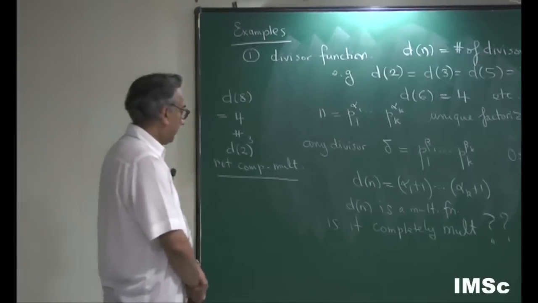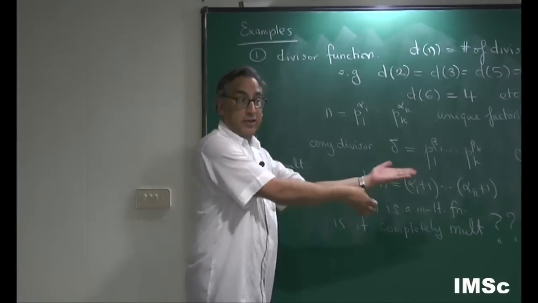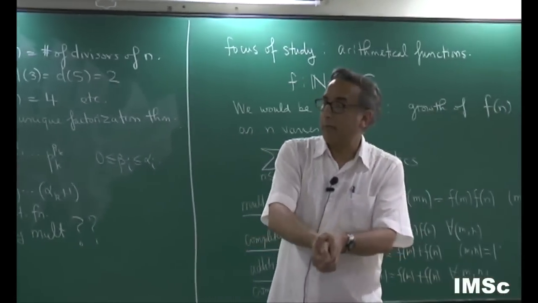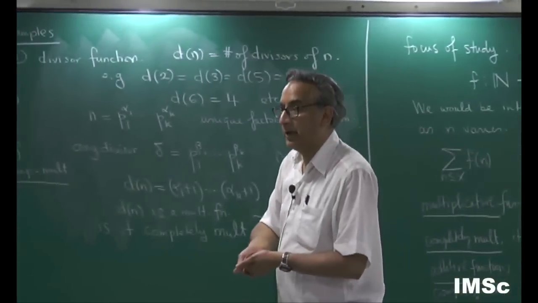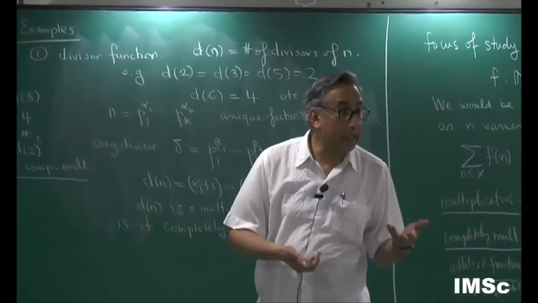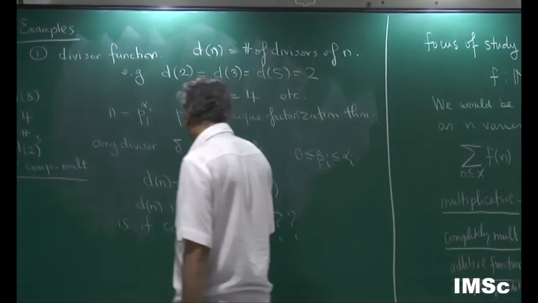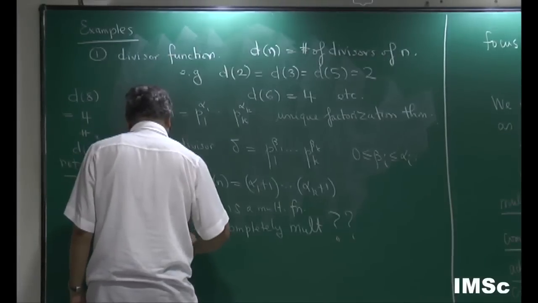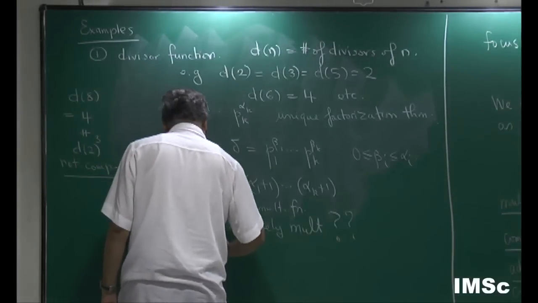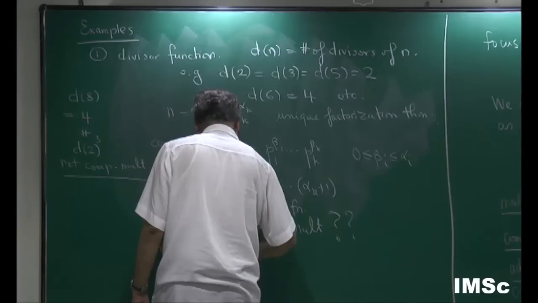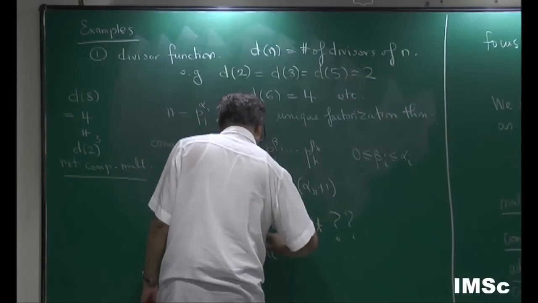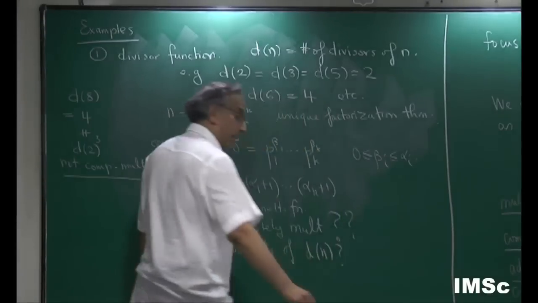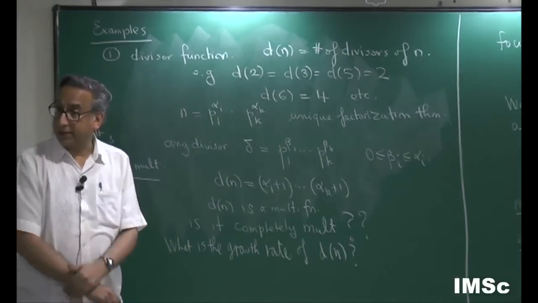We may want to study several things. So this is what number theorists do. Once you give me an arithmetical function, you try to study this function from many, many different angles. And one of them is how fast does this grow? What is the growth rate of D of n? We'll try and figure out how fast it is growing.